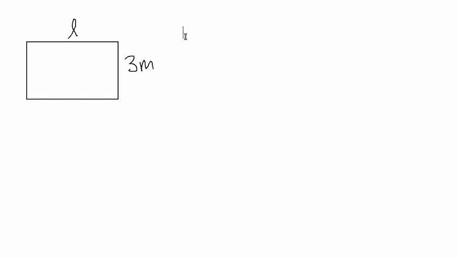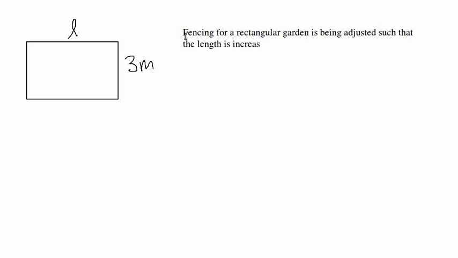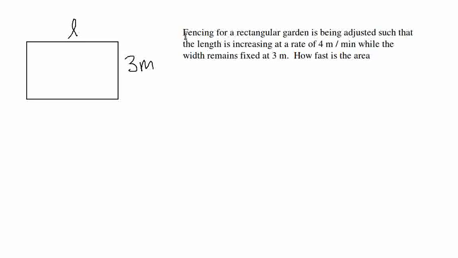So here's a typical word problem you might see. Fencing for a rectangular garden is being adjusted such that the length is increasing at a rate of 4 meters per minute, while the width remains fixed at 3 meters. How fast is the area changing?